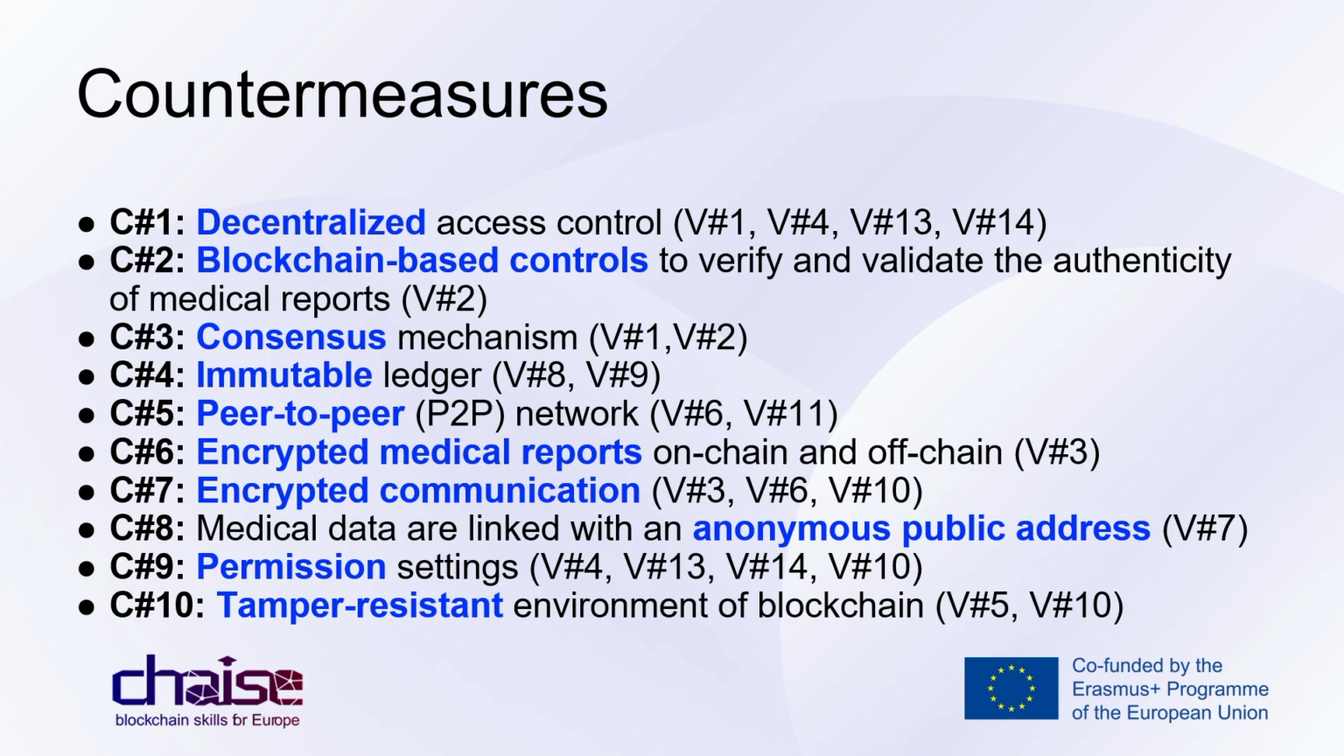Countermeasure 4 is related to immutable ledger. Countermeasure 5 is related to peer-to-peer network and mitigating vulnerability 6 and 11. Countermeasure 6 is related to encrypted medical records on-chain and off-chain. So it means all the medical records which are stored on the blockchain network are also encrypted, as well as all the medical reports and medical records related to the patient which are stored off-chain, not on a blockchain but off-chain, they are also encrypted.